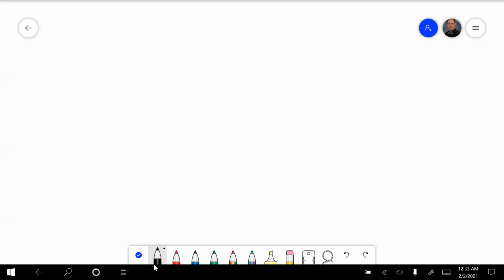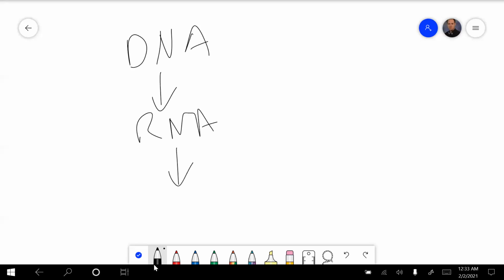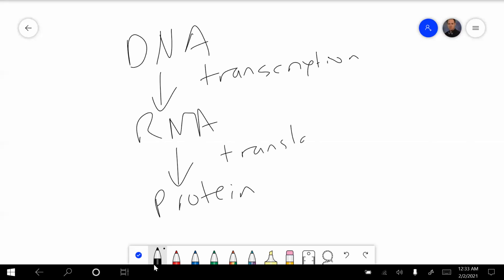Another big picture thing here is this idea. DNA, RNA, protein. This is transcription. This is translation. This is a major thing. DNA, RNA, protein, transcription, translation. Translation is at the ribosome. Translation is taking that messenger RNA code and turning it into a protein.